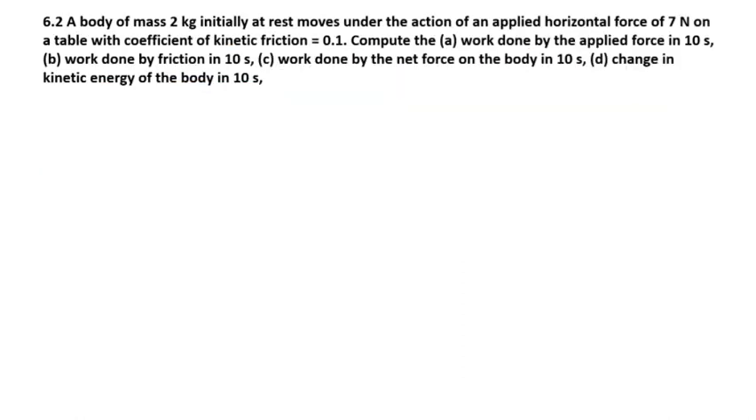Second one: a body of mass 2 kg initially at rest moves under the action of an applied horizontal force of 7 Newton on a table with a coefficient of kinetic friction 0.1. Compute the work done by the applied force in 10 seconds, the work done by the friction in 10 seconds, the work done by the net force in 10 seconds, and the change in kinetic energy of the body in 10 seconds. To calculate the work done in various cases, first you should know the net force and the displacement.